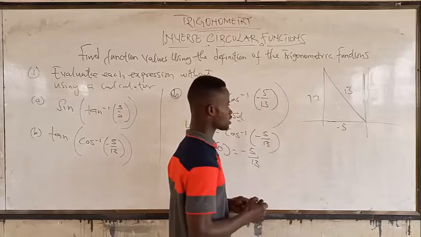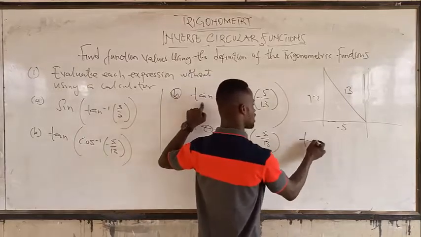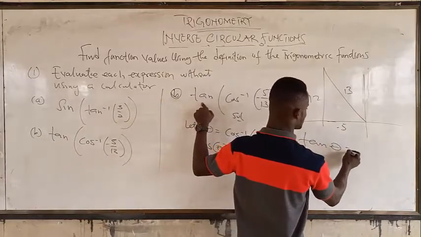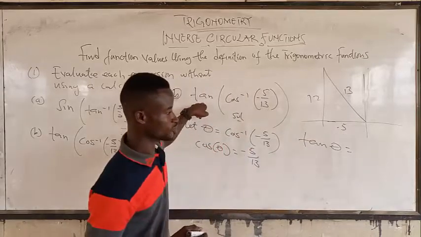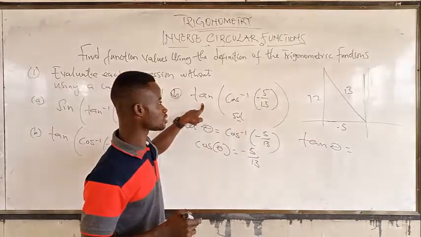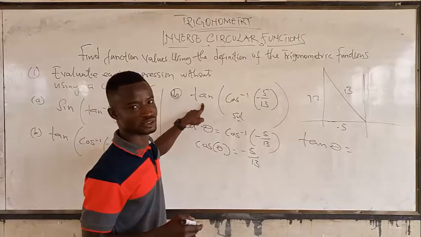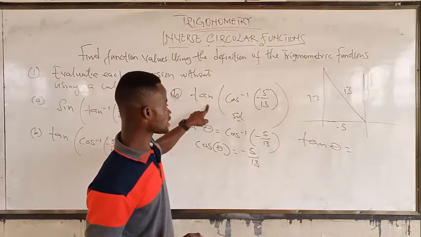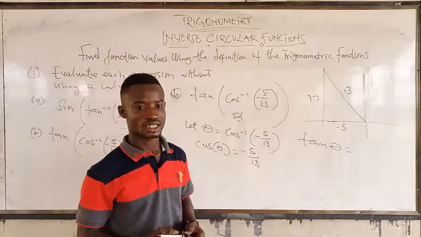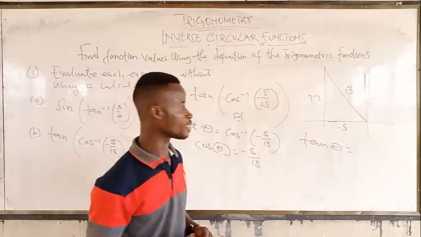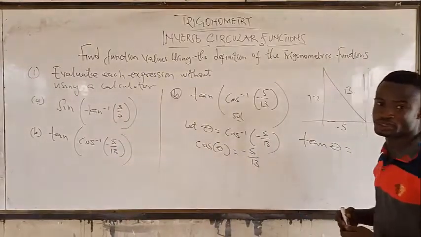So we now come back to write tan theta. So we see what tan theta is going to give us. And after that, I will tell you something. So let's see what tan theta is going to give us. So tan theta is going to be y over x. So that is going to be negative.